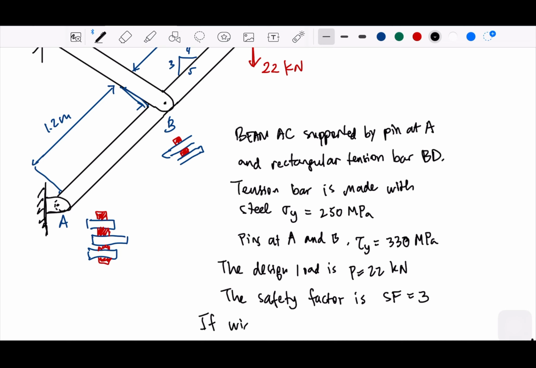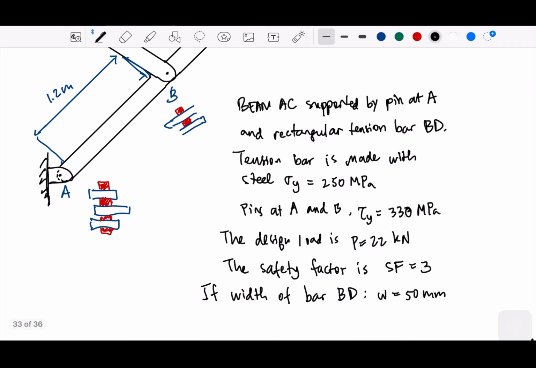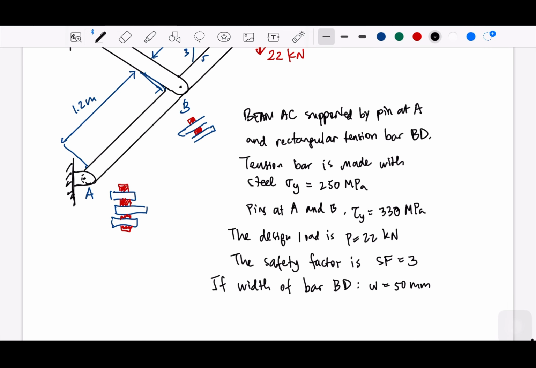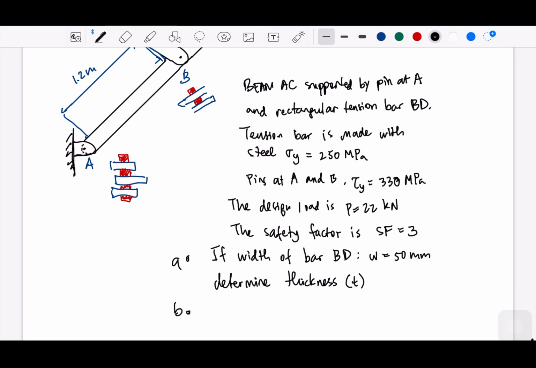If the width of bar BD, we call W, is 50 millimeter, determine the thickness, that's part A, and the second one, determine the required diameters at A and B.